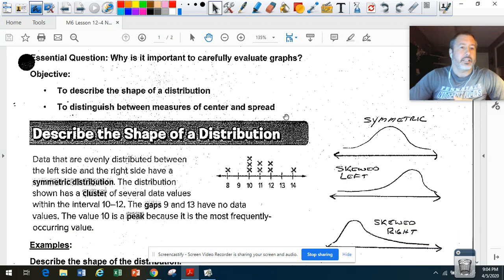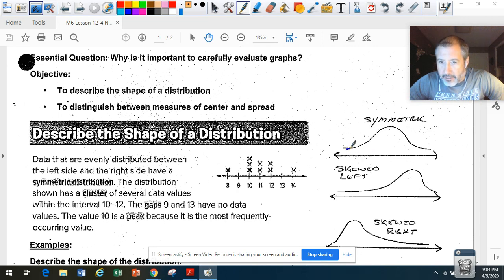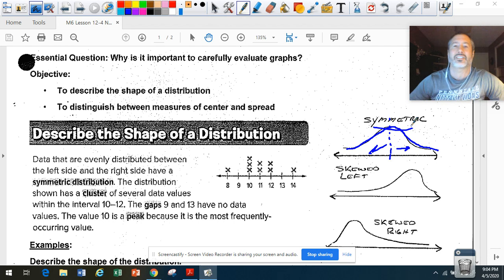It says, describe the shape of the distribution. It says, data that are evenly distributed between the left side and the right side have a symmetric distribution. If you look here, this is what we're looking at. As you see, this curve is pretty much the same on the left as on the right. If I were to cut this right down the middle, you would see that this side is similar to this side over here. So we call that symmetric. That means that it's equal on both sides here.